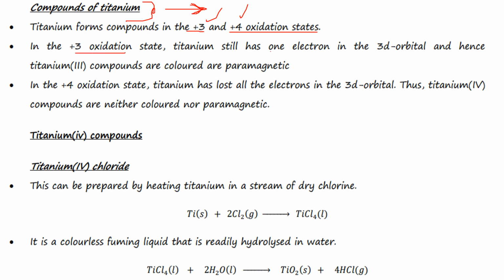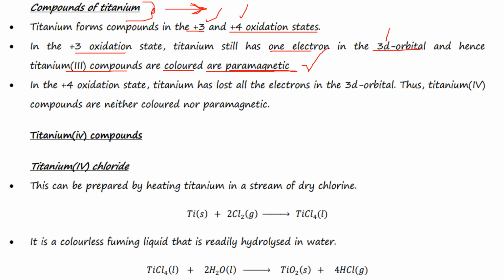And you're going to emphasize it the more by saying that in the +3 oxidation state, titanium still has 1 electron in the 3d orbital. And hence titanium 3 compounds are going to be colored and paramagnetic. Remember that we told you for something to be colored or paramagnetic, we must have unpaired electrons in the 3d orbitals. So since a titanium 3 compound has an electron in the 3d orbital, which is an unpaired electron, it qualifies to form colored compounds together with paramagnetic compounds.